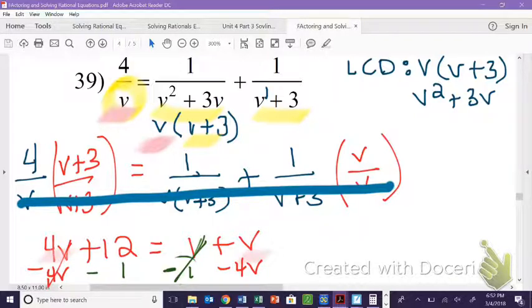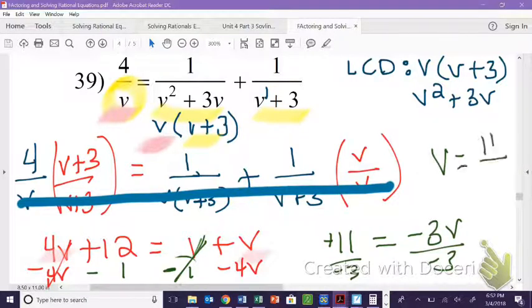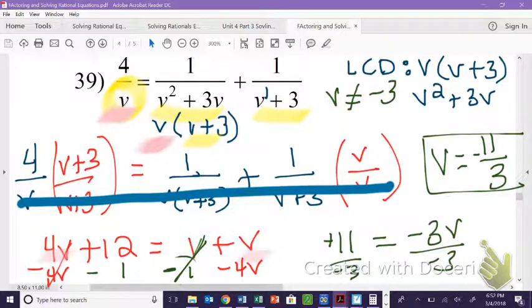All right. So this becomes 11 equals negative 3v. Divide by negative 3. The answer should be v equals negative 11 thirds. Is that the answer now on the back? Yes. It's very easy to get that wrong. What's your original domain restrictions? v cannot equal negative 3 or 0. v right here is 0 and this one's a negative 3. Does any of that qualify? Nope. So our answer is good.